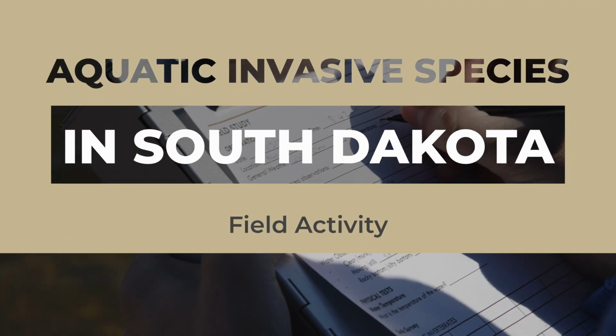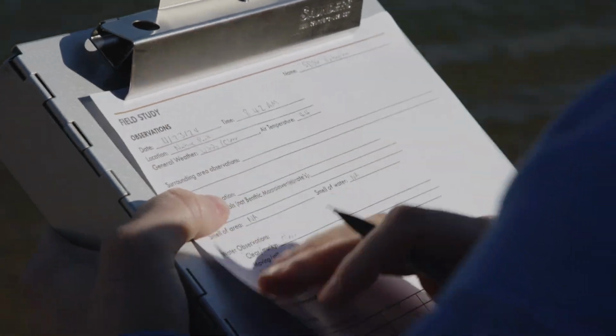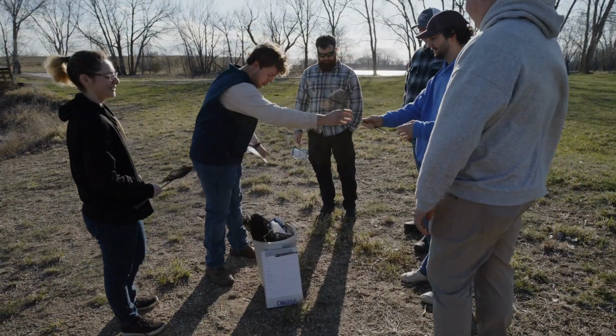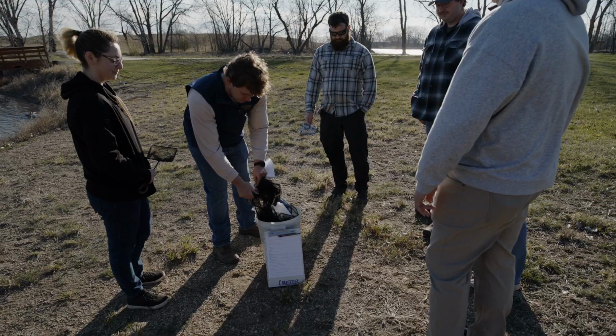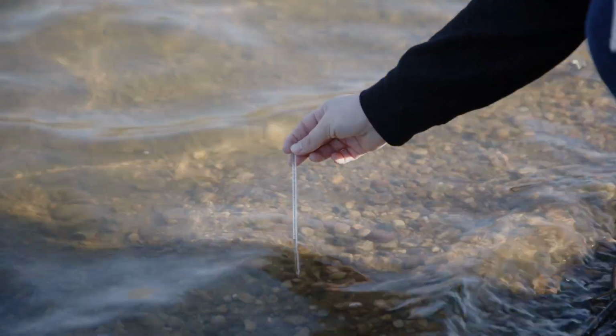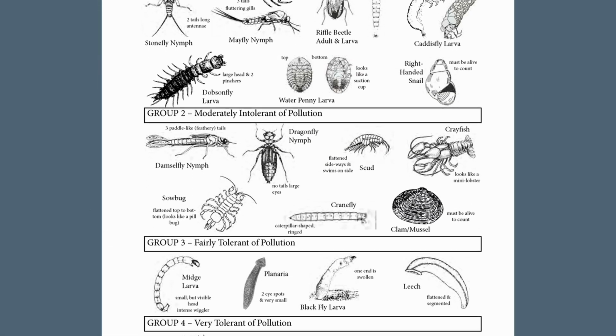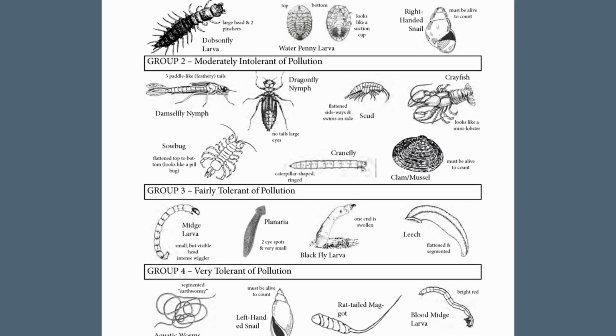For the experience, you are going to need the following: field study worksheet, a way to sample the macroinvertebrates in the water such as kick nets or strainers, thermometer for testing the air and water temperature, copies of the benthic macroinvertebrate sheet. We recommend you laminate these to prevent water damage.